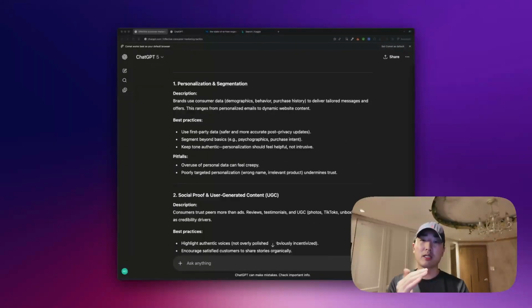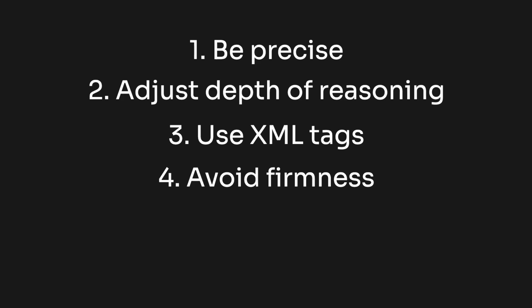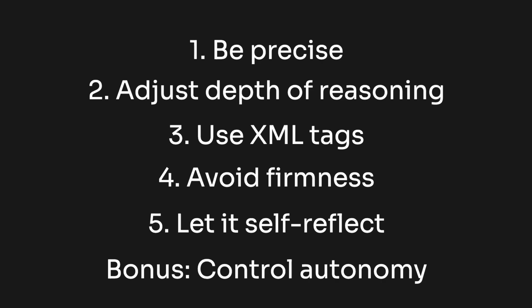So just to recap here, the very first one was being precise. The second was adjusting your depth of reasoning with GPT-5. The third was using XML tags to be able to specify and speak to the AI much more clearly. The fourth was lightening up on firmness, so try not to be so firm with it. Number 5 was then letting it self-reflect. And then the bonus tip was controlling the agent to be more autonomous. And this will ultimately help with faster results as well.